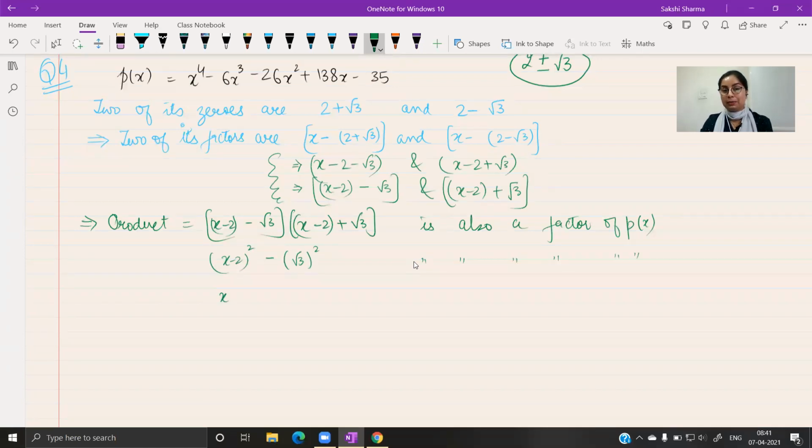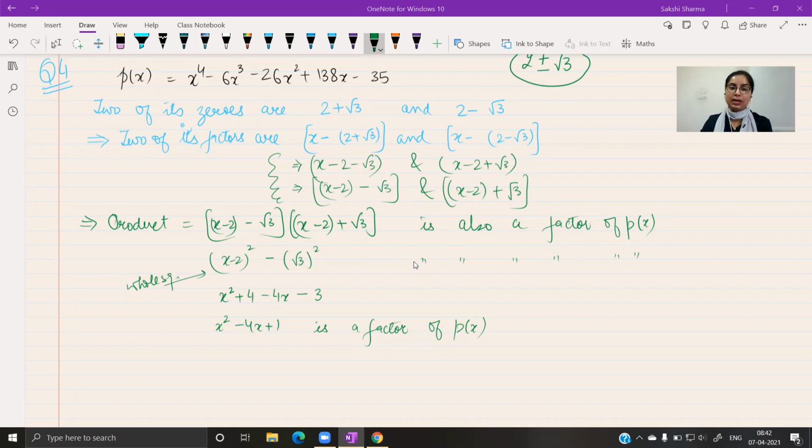Simplify. This is a minus b whole square, so the identity will apply: x square plus 4 minus 4x. Square root of 3 squared, root and square will get cancelled. That means x square minus 4x plus 1 is a factor of px. As I told you, the type is the same but there is a little more work.